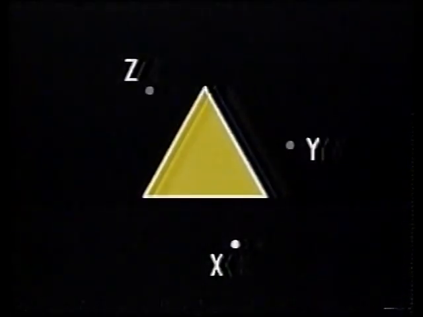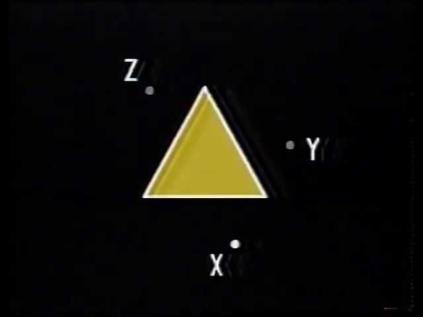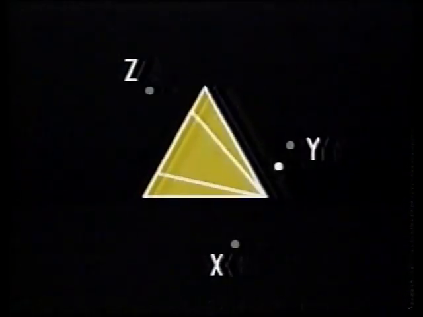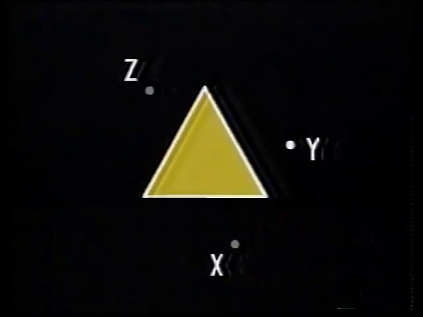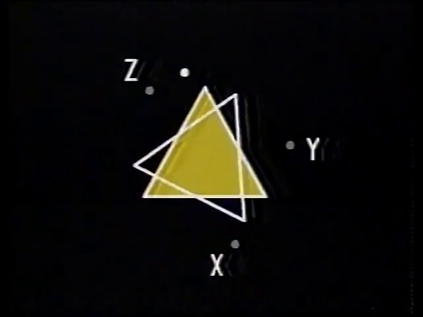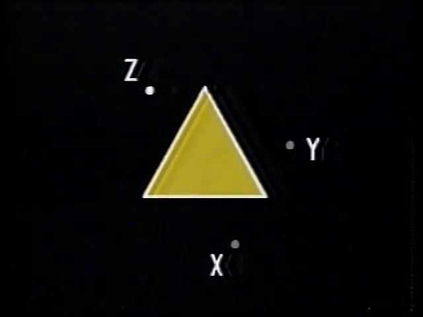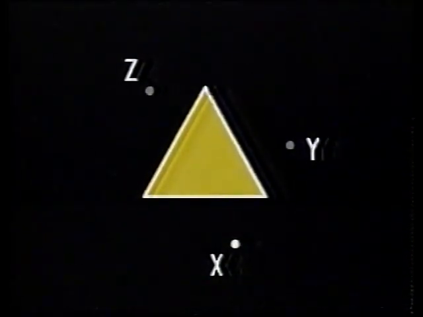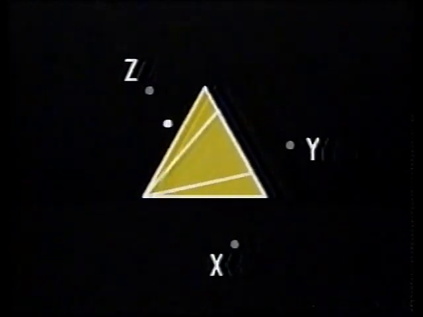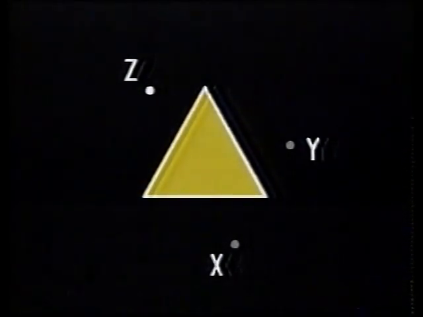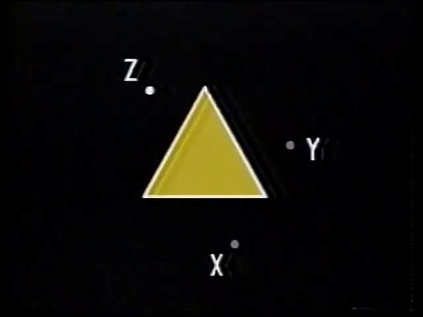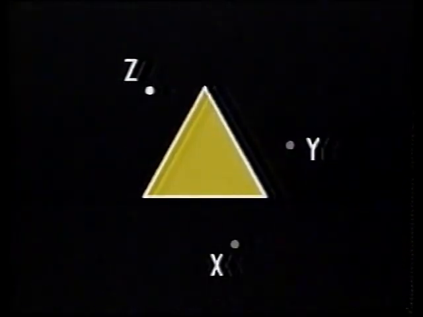So for every choice of x, y, and z, if you combine the symmetry relating x to y with the symmetry relating y to z, the result will be a symmetry which relates x to z. So this relation is transitive. Since it's reflexive, symmetric, and transitive, it's an equivalence relation.